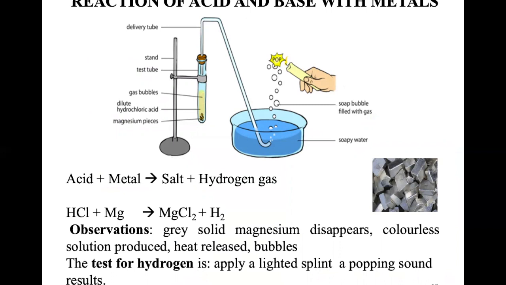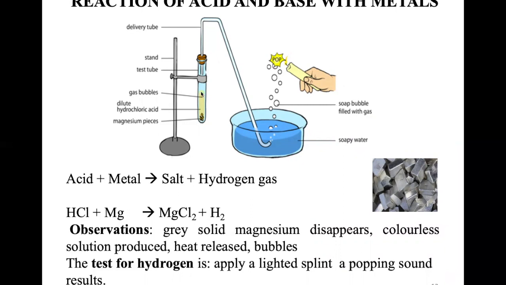Till now, we have studied various indicators, and in indicators, you should know the natural indicators, the olfactory indicators, and the synthetic indicators. 3 parts we have studied. Now, let us go to the reactions of acid and base with metals. Yes, acids and bases react with metal to give salt and hydrogen gas. So here an experiment is done.